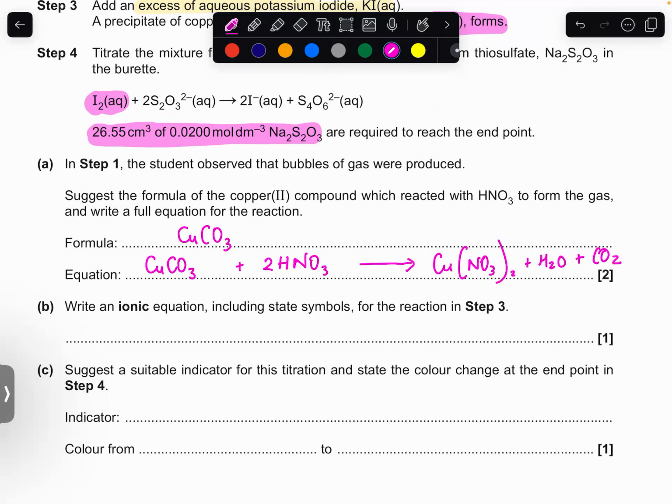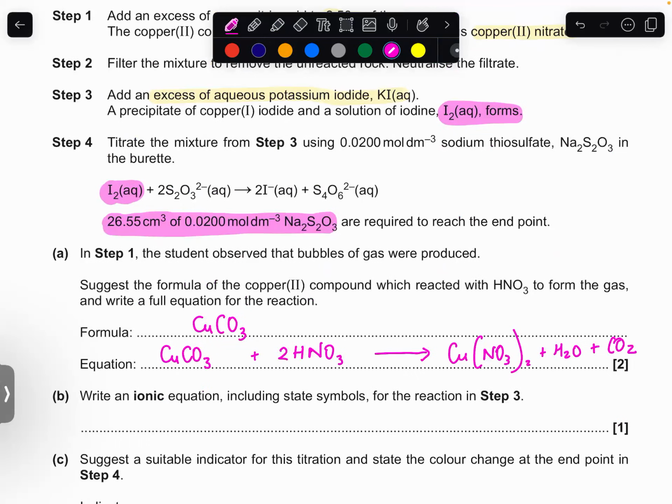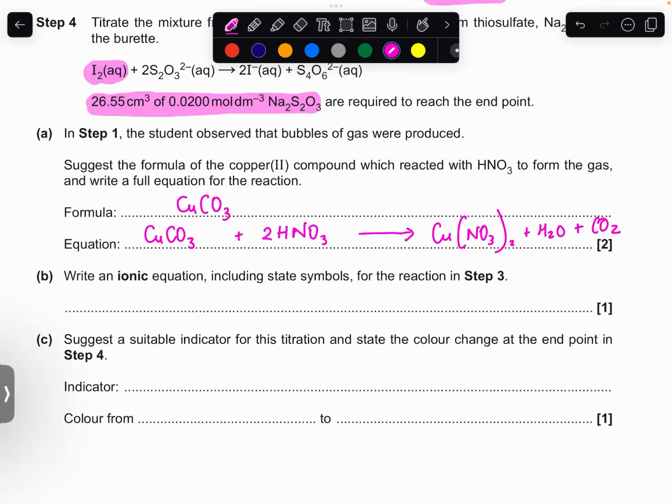Write an ionic equation for the reaction in step 3. In this question, they give you quite a bit of information about this equation, but otherwise you do need to learn it off by heart. It does come up. And that's when you've got copper 2+ ions reacting with iodide ions. And this gives you copper-1 iodide, which it tells us in the question. And also some iodine is given off.